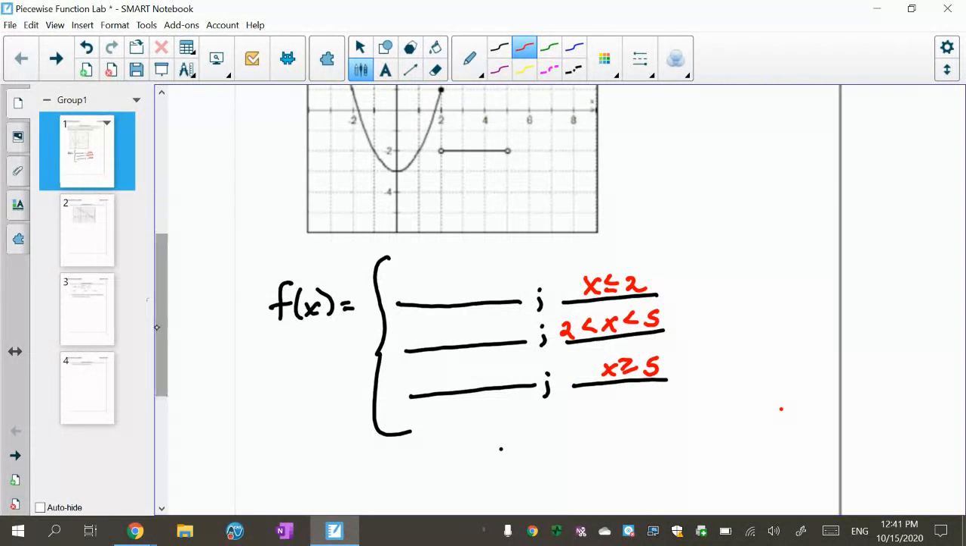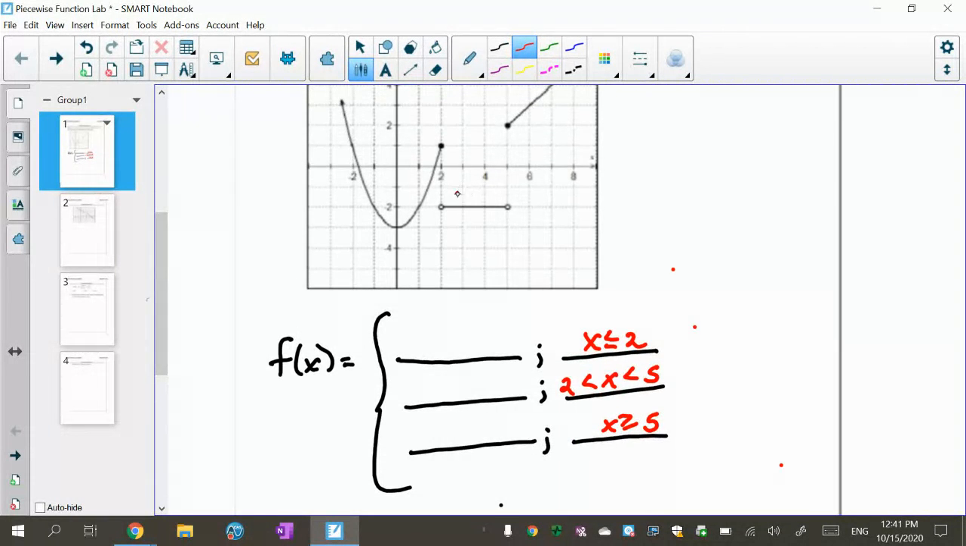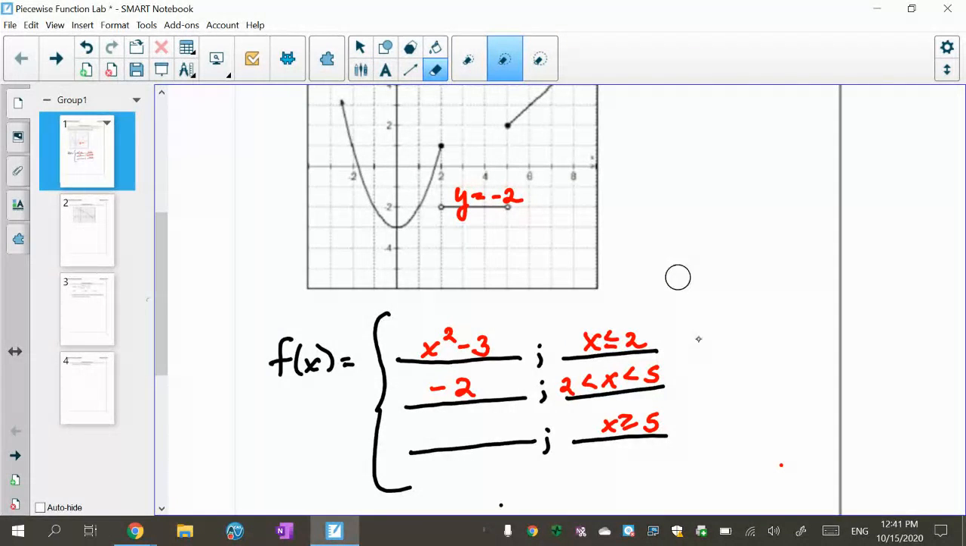Now I'm going to do the middle part first and say, this is the line y equals -2. So y equals -2 is the formula for that middle piece. The left piece, the top part here, is part of a parabola, and the parabola is x squared shifted down 3. If you remember all your transformations, that would be x squared minus 3. There's really no algebra with that. That's just some of your transformation rules, okay?